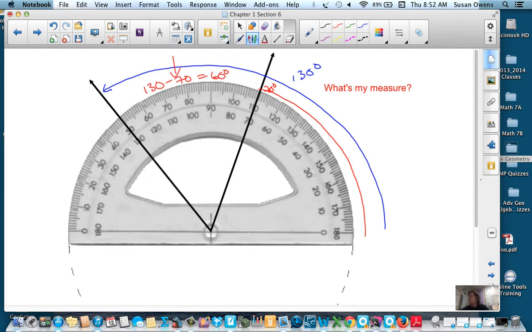That's basically what the protractor postulate is saying, is that we can find the measure of any angle by taking the sides and putting them in one-to-one correspondence with the protractor and then subtracting the angle measures that they're associated with.